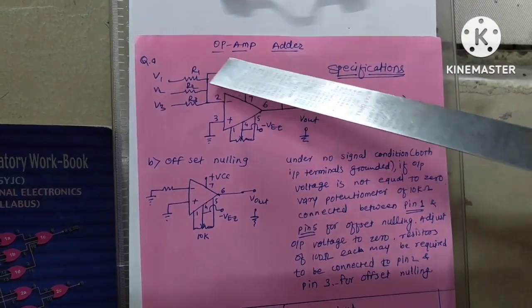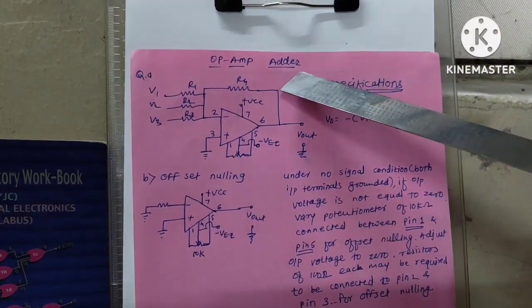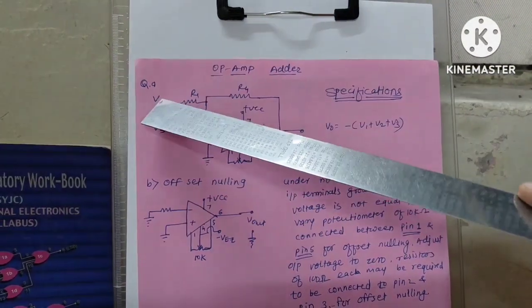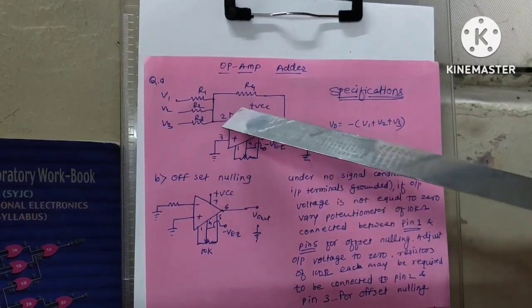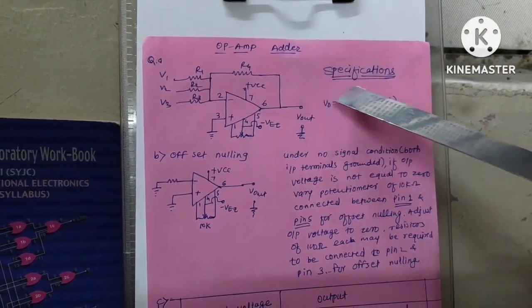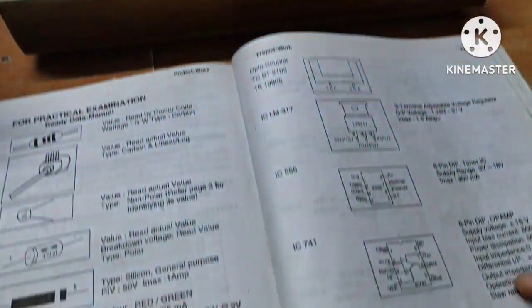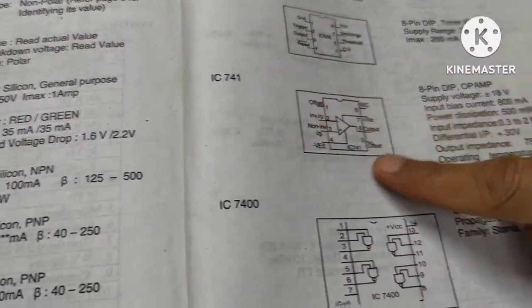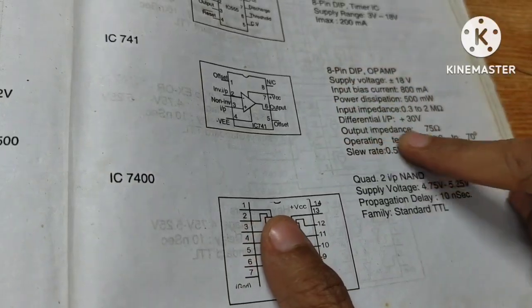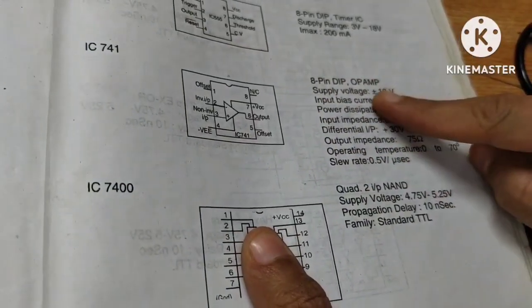Today we'll perform op-amp as adder. To perform this practical, in question A you have to draw this circuit diagram and then you have to write the specification of an op-amp. As per this IC and all this theoretical part, you have to write the specification of the op-amp.